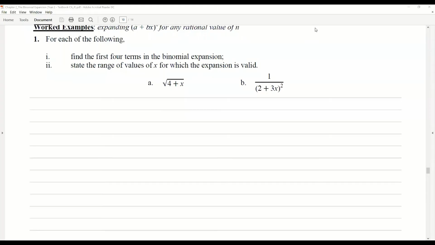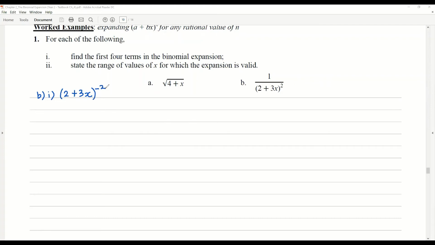Now in part B, we have a negative power. If I just write down part 2, oh sorry, B part 1, I should say. I've scrubbed it out, obviously, because I need a bit more space. You have a bit more space at the bottom of the page. So for part B, clearly we know now we're going to be looking at the expansion 2 plus 3x to the power negative 2.